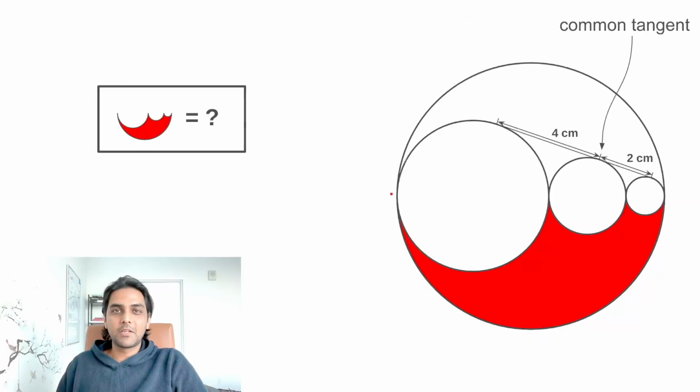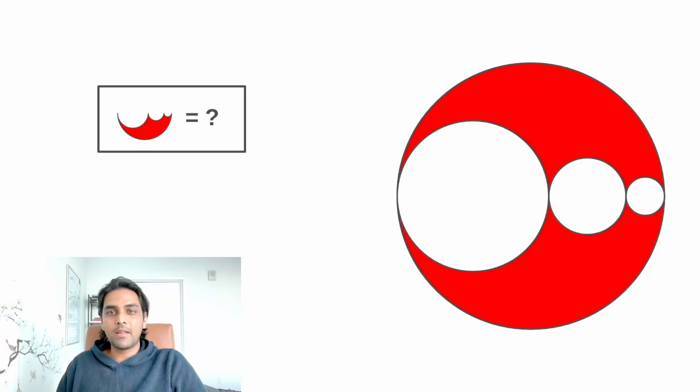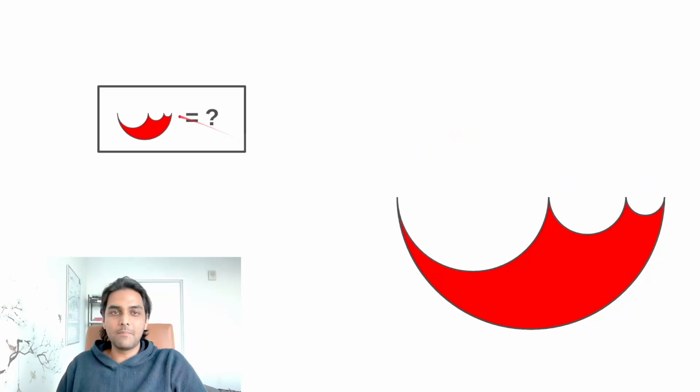Alright, so the first thing to notice is that if these circles are tangent to each other, their common tangent will be vertical, and this line will pass through the centers of all of the 4 circles. So our strategy here will be to first find out the area of the outermost circle, then subtract the area of the inner circles from it, and then divide that by 2 to get the same shape whose area we want to find.